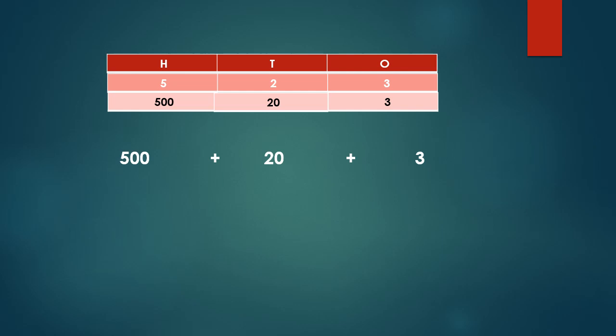When the number is in its expanded form, we can write it in the standard form by placing the digit in the respective column of the place value chart. Here, 500 plus 20 plus 3 is called the expanded form, and 523 is called the short form.